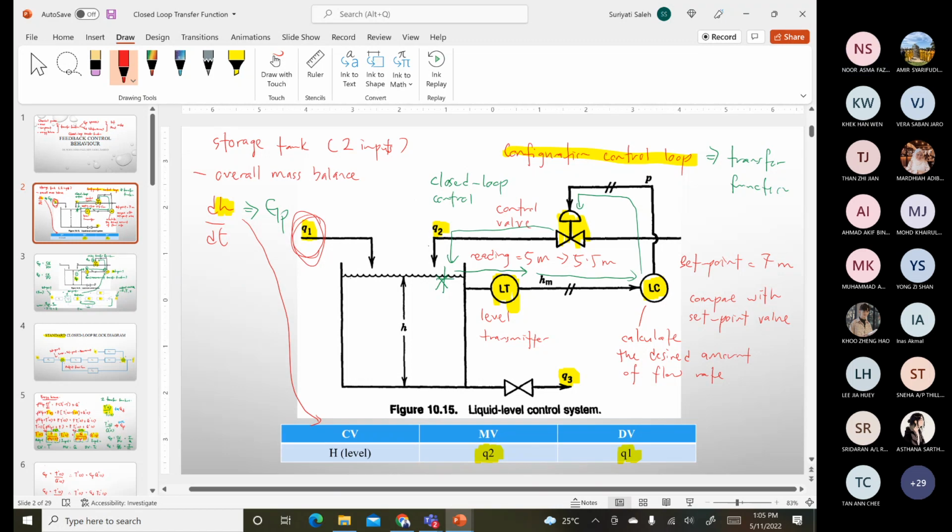So usually, like pressure difference in the pipe, cannot be considered as a disturbance, right? No. That one is usually fixed. It's a constant value, so that one is not considered as a disturbance.